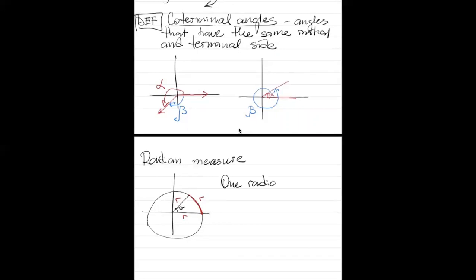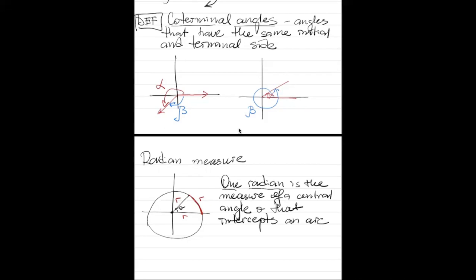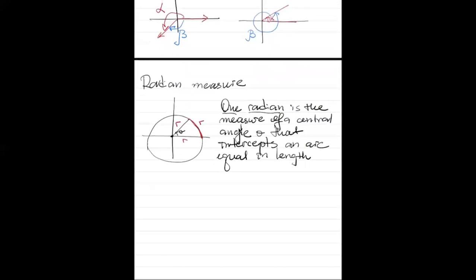1 radian is the measure of a central angle. We call it a central angle because the center, or the vertex, of the angle is at the center of the circle. So 1 radian is the measure of a central angle, theta, that intercepts an arc equal in length to the radius r of the circle.